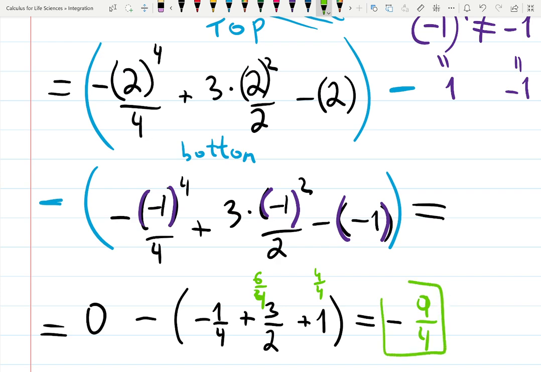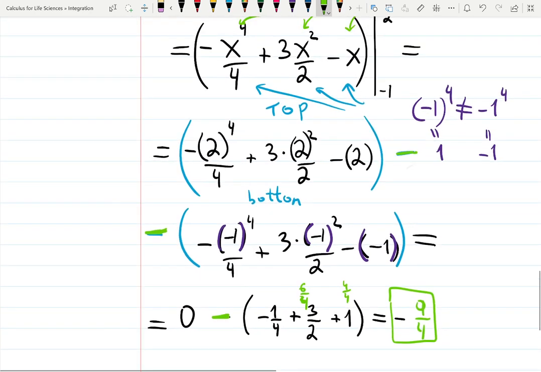No, it's not minus 9 quarters, plus 9 quarters. The minus was in front. Oh, you're right. I missed that. And this minus is in the formula, so it's always there. So that will be also an important part.